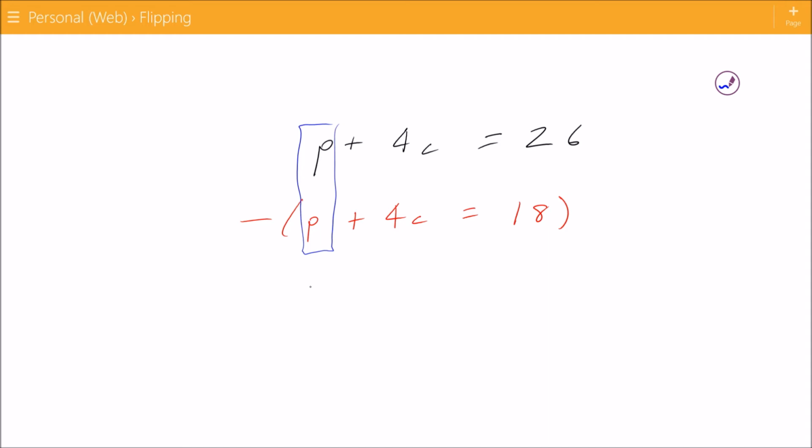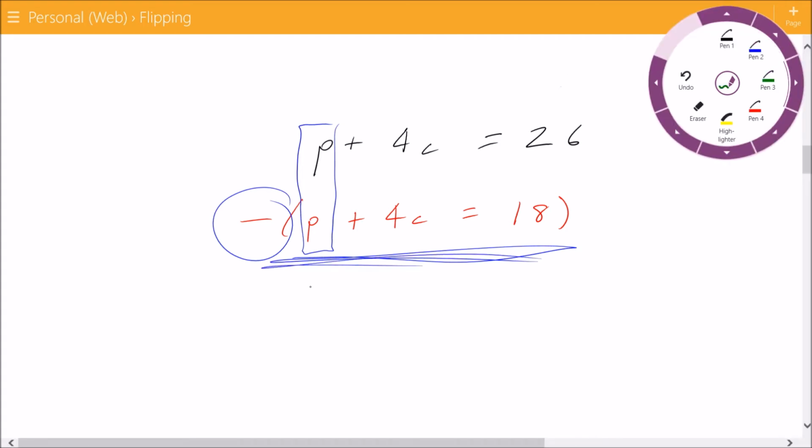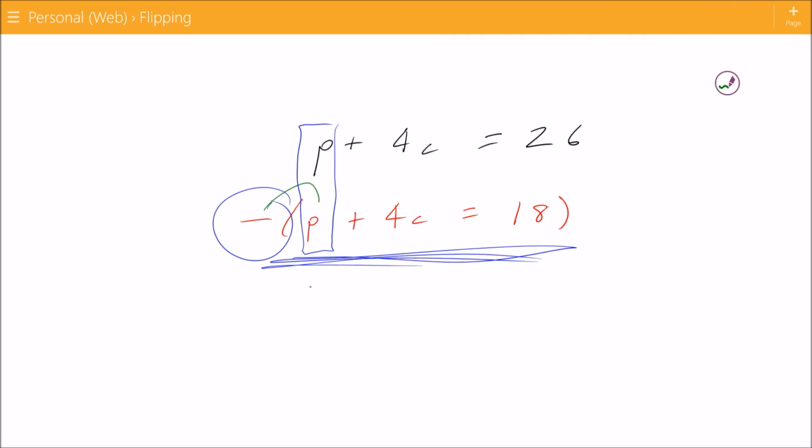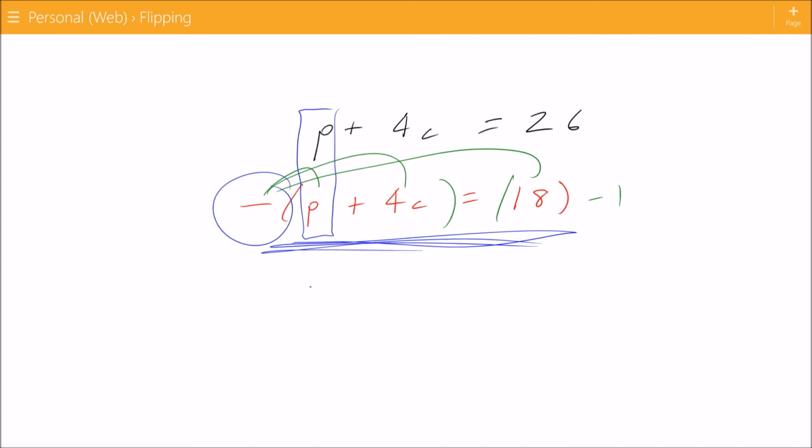So let's do that. But first, in order to make this happen, I need to apply this negative sign here to the whole equation. So it's going to distribute the negative to the P, it will distribute to the 4C, it will distribute all the way here to the 18. Think of it like the distributive property. We're applying a -1 to both sides. Quite technically, we probably would want to say that you're multiplying both sides by -1.